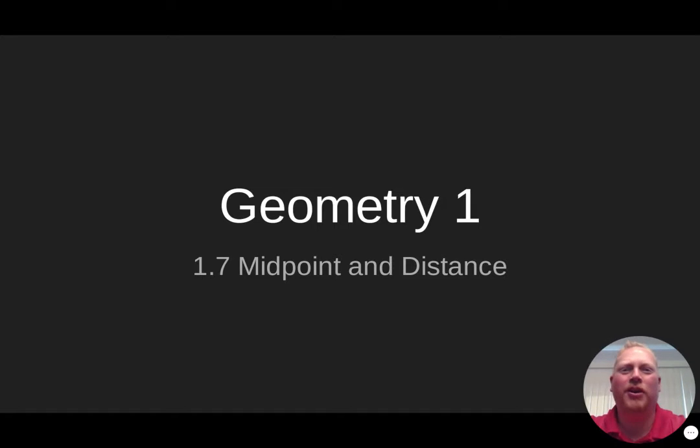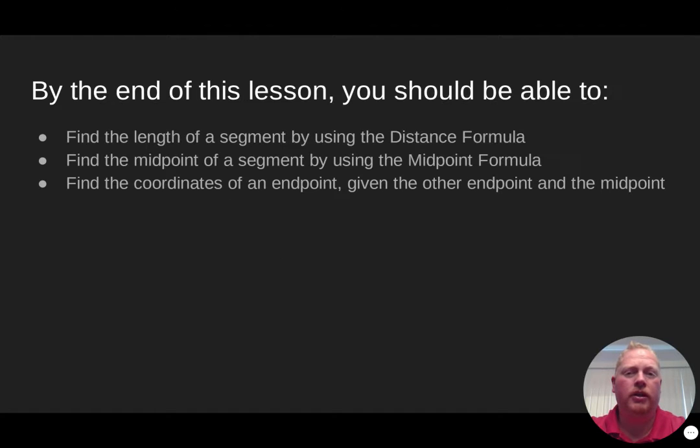All right, welcome to Geometry, Section 1-7, Midpoint and Distance. These are two formulas that are going to help us on the coordinate grid. If you have 2 points and you draw a line between them, you're going to be able to find the length of that line, even if it's diagonal, and you'll also be able to find the midpoint of that line. So let's jump into it.